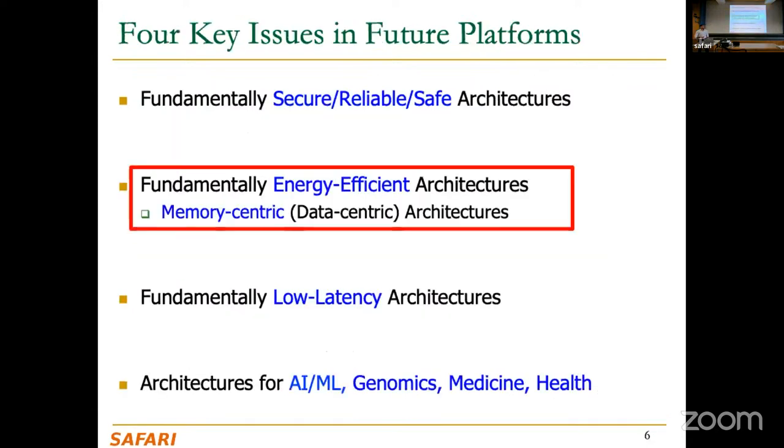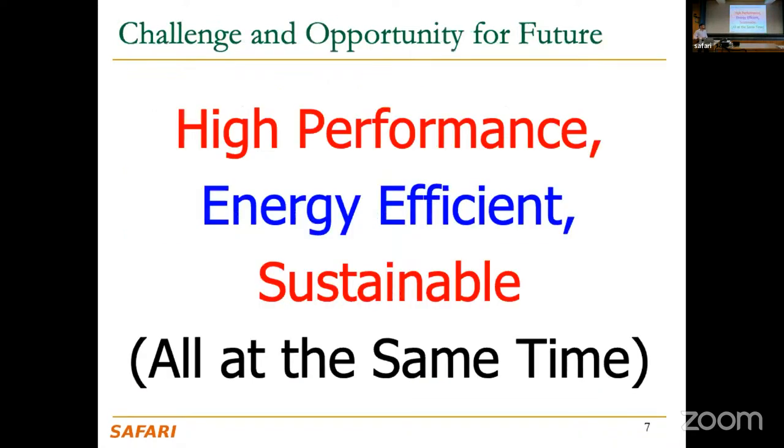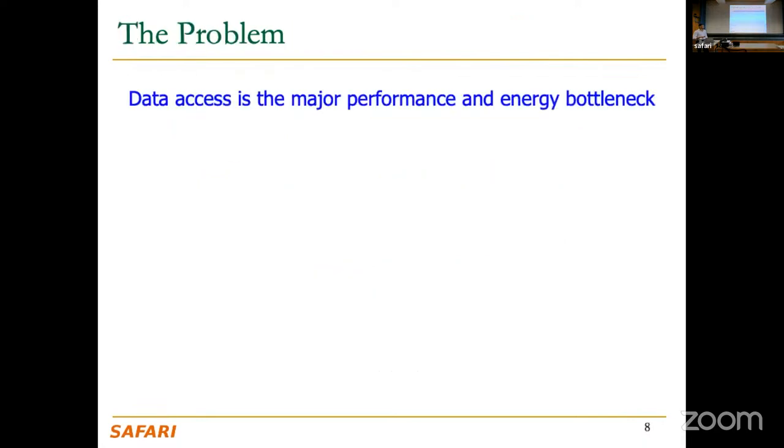So we also have these four key components that we want to have in a system that we've been talking about, and this is one of them. Processing in memory is one of them. Fundamentally, energy-efficient architectures are memory-centric computing systems that can provide us the three properties in the system at the same time. You want high performance, you want energy efficiency, and you want to be sustainable. And you don't want to choose one of them. You want to choose all three concurrently for a particular system.